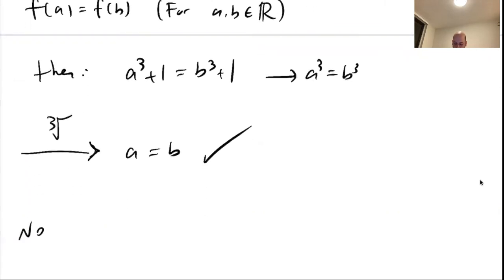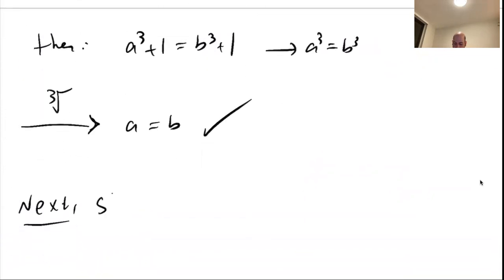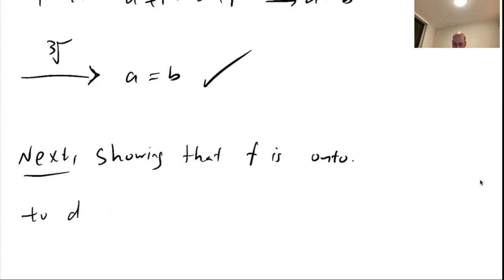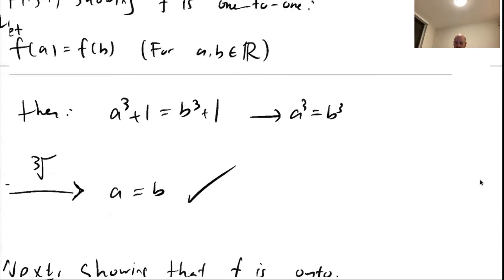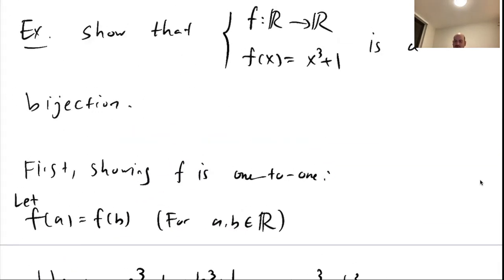So f is one-to-one, and now let's show that f is onto. Next, showing that f is onto. To do this, we need to show that the range of f is equal to the codomain, which is all real numbers. Onto means the range of f must be equal to the codomain, which is all real numbers.